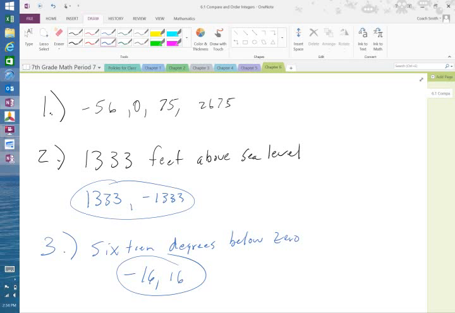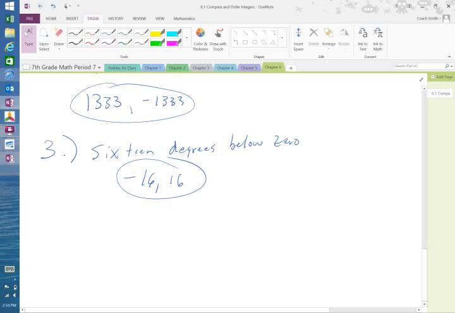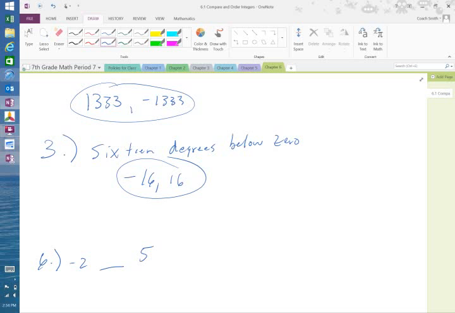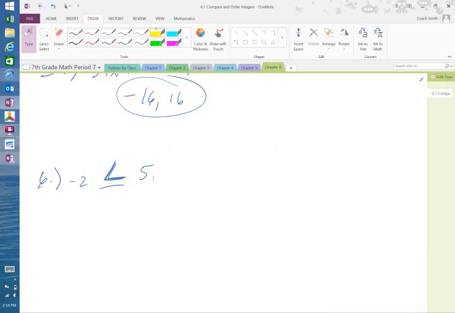Now, if you look at number 6, it says copy and complete the statement using the less than or greater than sign. So they give you negative 2 and 5. So in that blank, first of all, which is larger, 5 or negative 2, Jesse? 5. So we want to put the less than sign, is less than, in the blank. Because the point, once again, points at the smaller number.